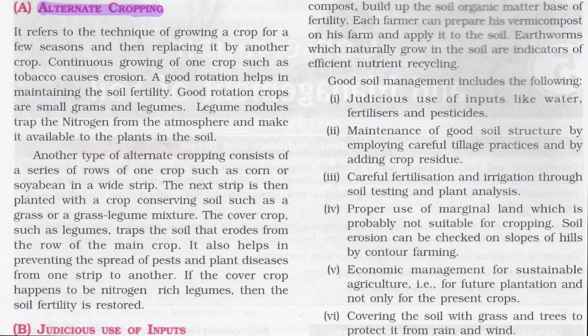Another type of alternate cropping consists of a series of rows of one crop such as corn or soybean in a wide stripe. The next stripe is then planted with a soil-conserving crop like grass or a grass-legume mixture. The cover crop such as legumes traps the soil that erodes from the rows of the main crop. So it helps in preventing the spread of pests and plant diseases from one stripe to another. If the cover crop happens to be nitrogen-rich legumes, then soil fertility is restored.